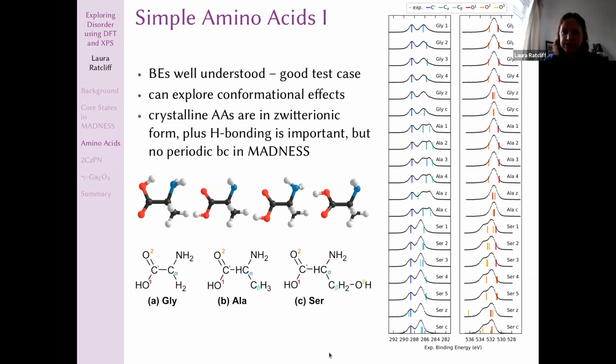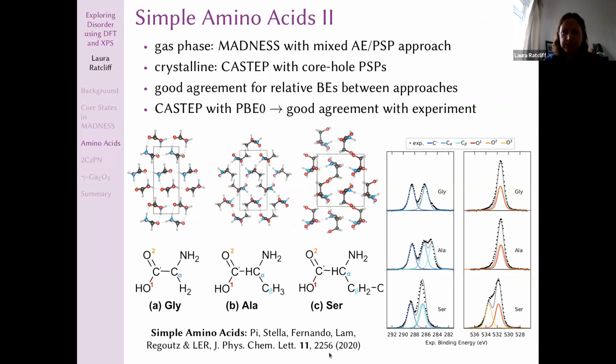So what we'd like to be able to do is to actually calculate them in the crystals. Here we went back to the idea of doing a plane wave approach with core hole pseudopotentials. For example, for the carbon 1s, you generate a pseudopotential with a missing electron for the carbon 1s orbital. This is quite easy to do in the CASTEP plane wave DFT code because there's an on-the-fly pseudopotential generator, so you can just tell it to remove an electron at the start of your calculation.